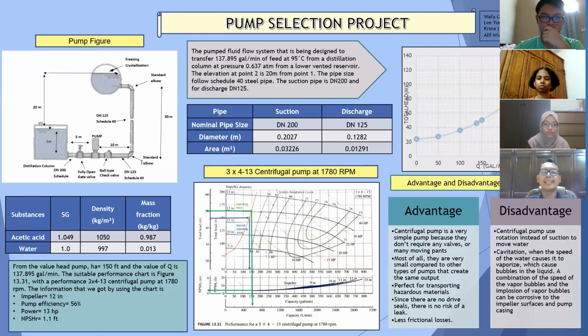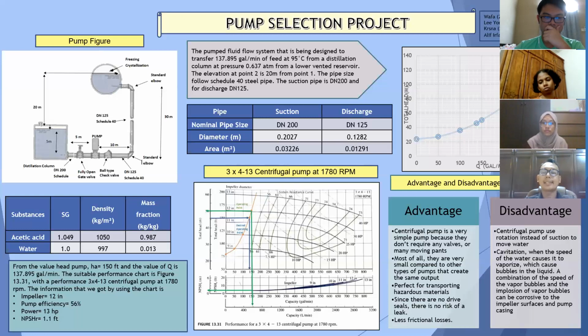Next, it has less frictional losses because it doesn't require a lot of valves or other devices that contribute to the minor losses. As for the disadvantages, the centrifugal pump uses rotation instead of suction to move water. So when the water flows into the centrifugal pump, we cannot control the flow rate as desired. It is very difficult to determine our flow rate of the water if we use a centrifugal pump.